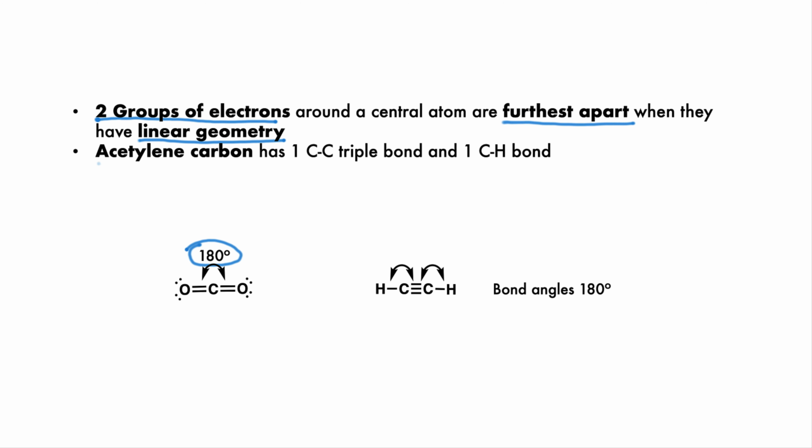Acetylene is the simplest organic molecule with this geometry. The 2 groups of electrons come from 1 CC triple bond and 1 CH bond. All 4 atoms are linear, and both bond angles are 180 degrees. It is always drawn in the plane of the paper.